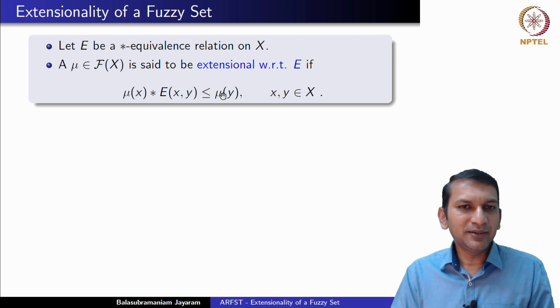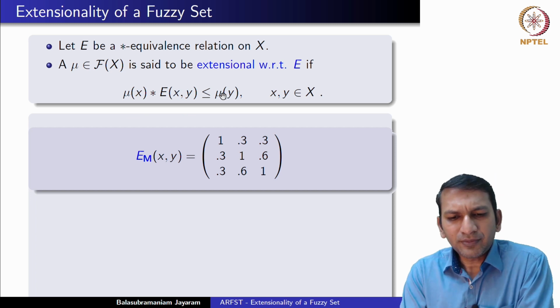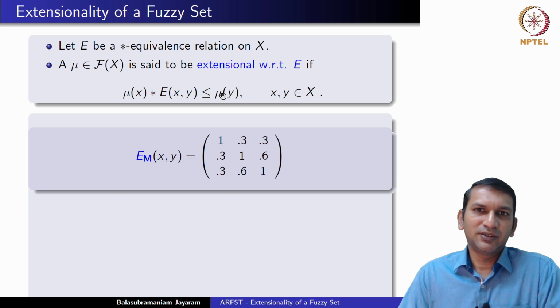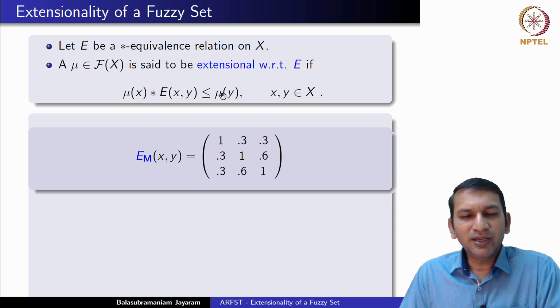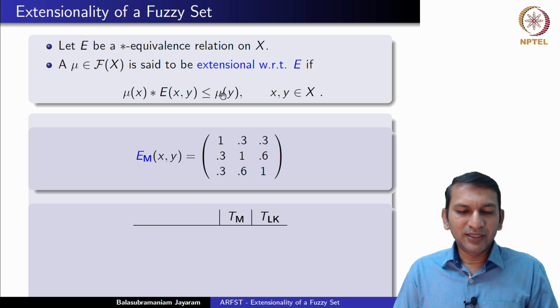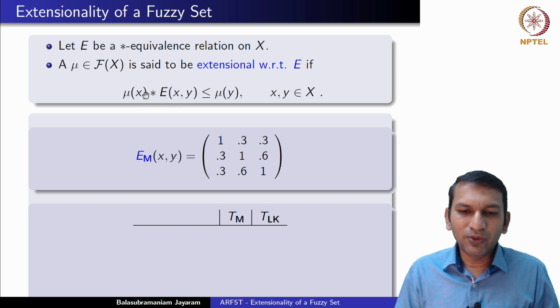So this is the main idea behind defining extensionality like this. Let's look at the relation EM, which we know is a min-transitive fuzzy relation, and look at some fuzzy sets to see whether they are extensional with respect to this relation. Remember, this E can be any equality relation. We are only going to talk about mu being extensional with respect to E and this star, because E is star equivalent for us.